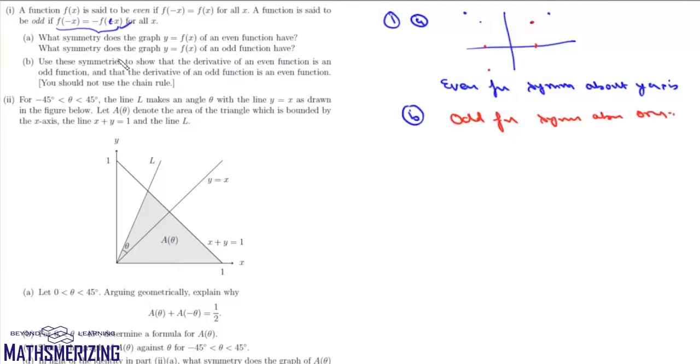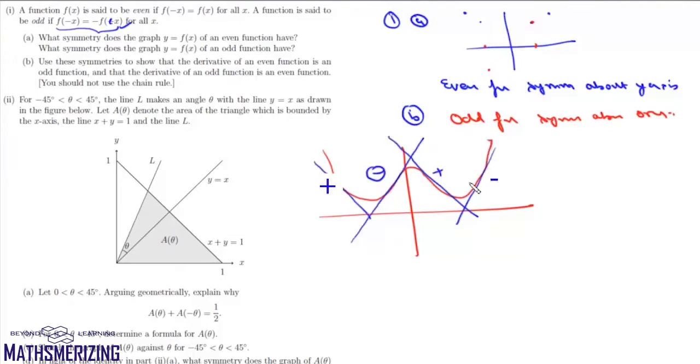Now part C is, use these symmetries to show that the derivative of an even function is an odd function and that the derivative of an odd function is an even function, and we are not supposed to use the chain rule. Now we consider any even function. For corresponding points, we'll have slopes of opposite signs but same numerical value. So for an even function, its derivative will be an odd function.